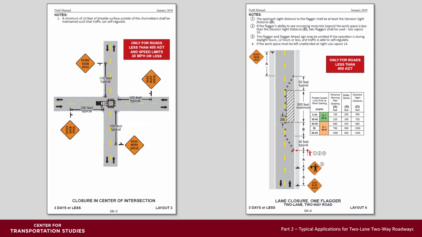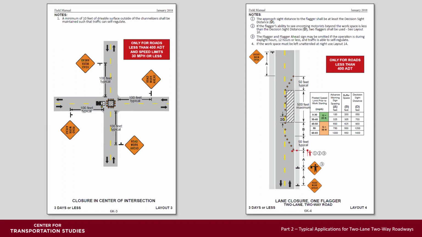Layout 3 is a closure in the center of an intersection, which would likely be used for sewer and water work. Minimal traffic control is needed because the speed limit for this is 30 miles per hour or less. If traffic cannot safely go around the workspace, it may be necessary to close the intersection and detour traffic.